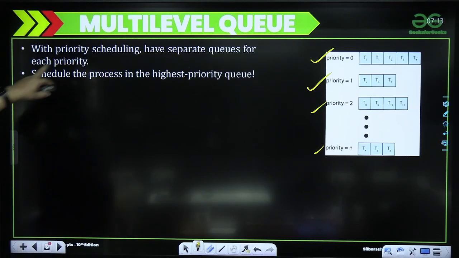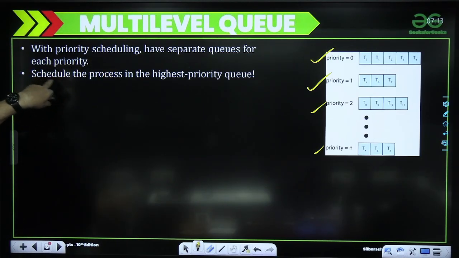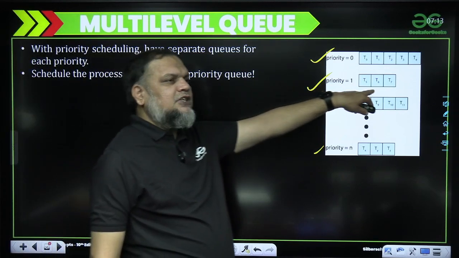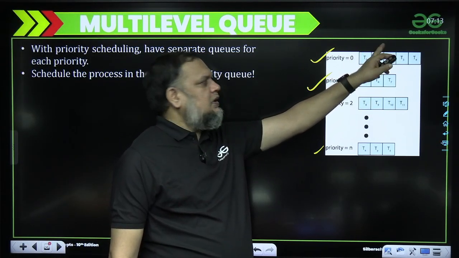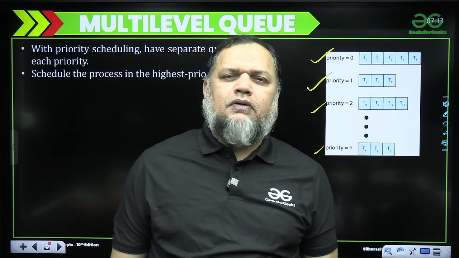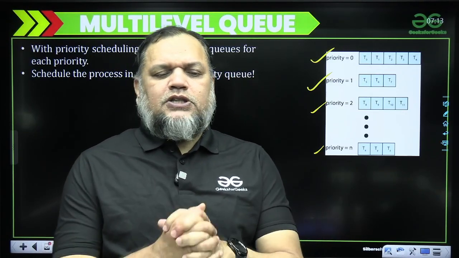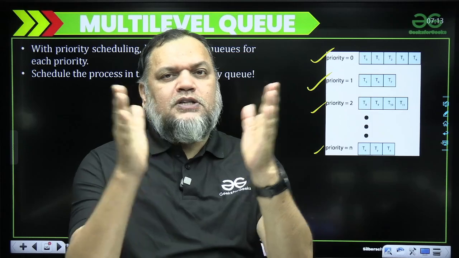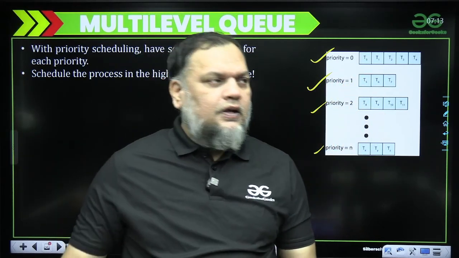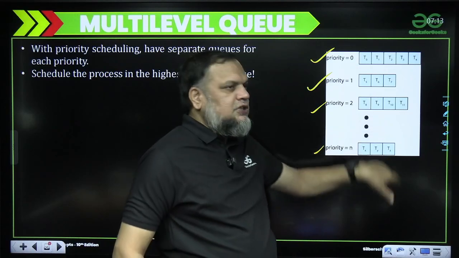With priority scheduling, we have separate queues for each priority and schedule the process in the highest priority queue. I will schedule the processes from the next queue only when the top queue is empty, naturally, because it is the highest priority. So essentially the drawback of this multi-level queue scheduler is that the processes in the low-level queues will suffer from the problem of starvation. Naturally, starvation will happen to the processes in the low-level queues.